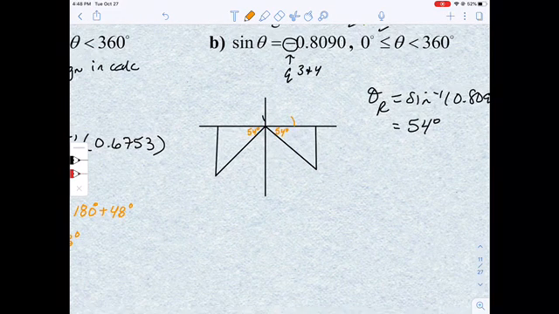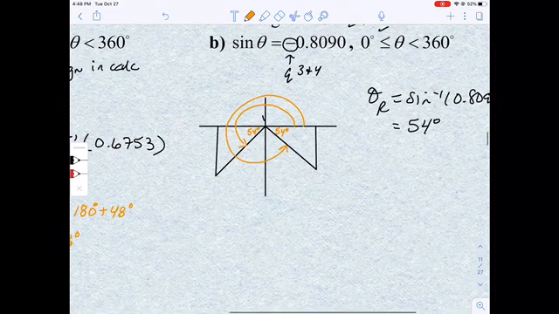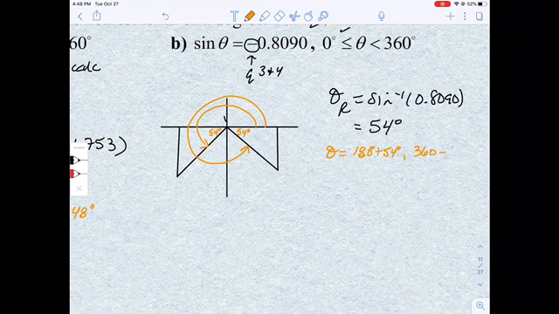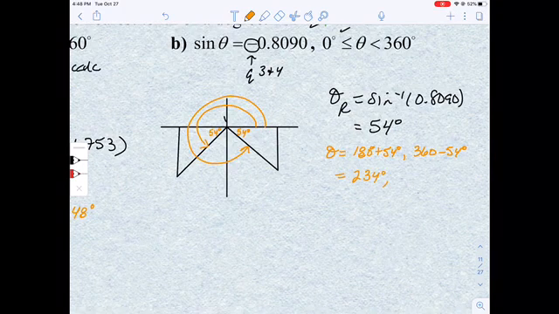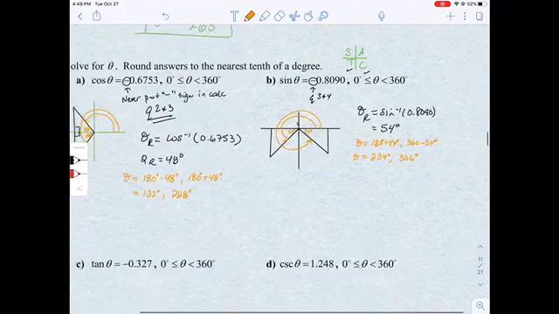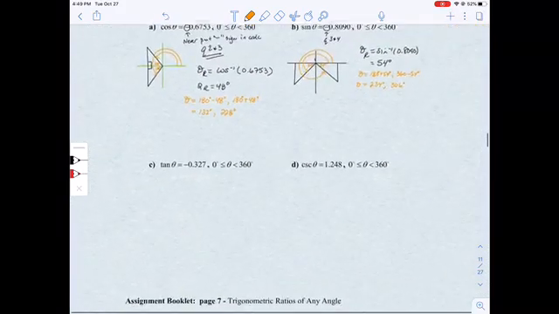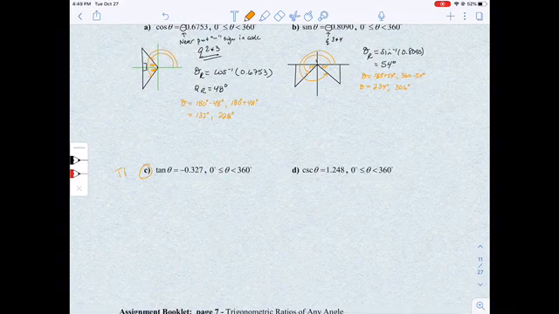So of course theta would be 180 plus 54 and 360 minus 54. Theta is 180 plus 54 and 360 minus 54, which is 234 degrees and 306 degrees. Okay, there's our two angles. There's only two more questions here, so what I would strongly encourage is, why don't you do this one as a try? Okay, let's do D together, and then we'll do C as a try.